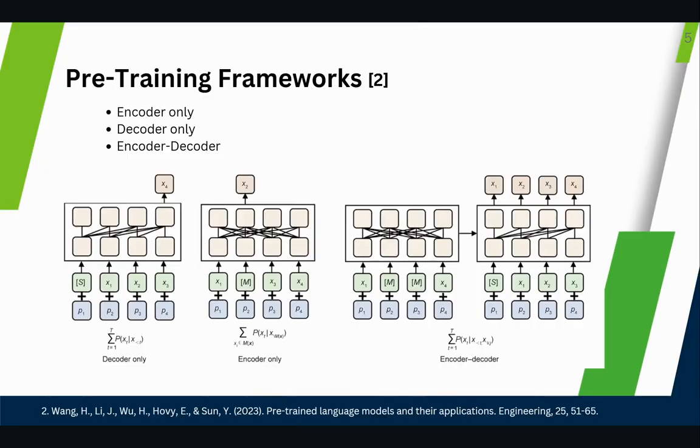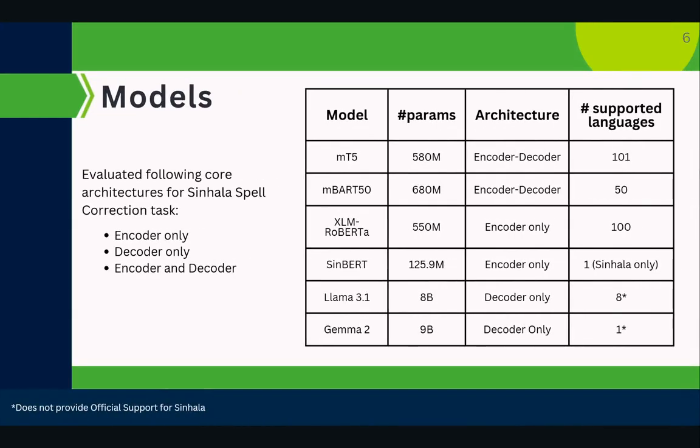Let me walk you through the pre-training frameworks that we used for our project. We use pre-trained language models of these three different architectures. The first one, the decode-only architecture, the encode-only architecture, and then the encoder-decoder architecture. These are the different models that we used for our final year project. As you can see, we have used MT5, MBART50, XLM Roberta, Sinbird, Llama 3.1, and Gemma 2 models. You can see that these 6 models span across the different architectures that I showed you before.